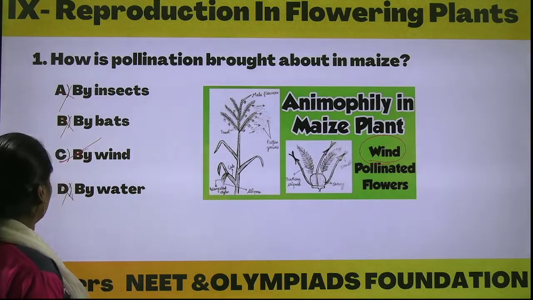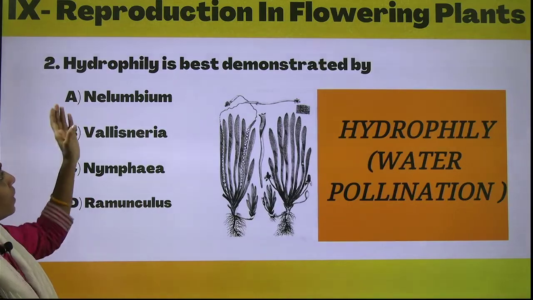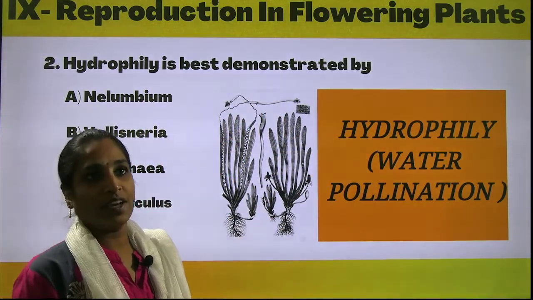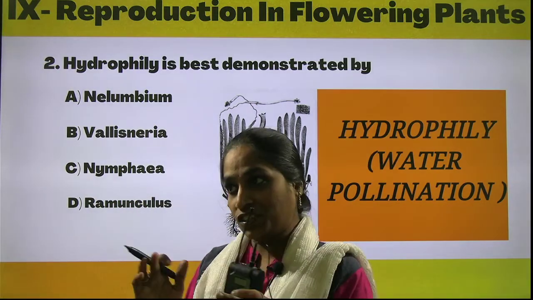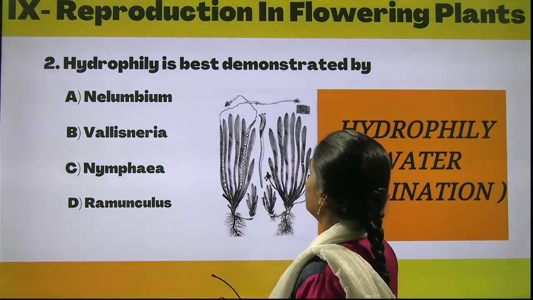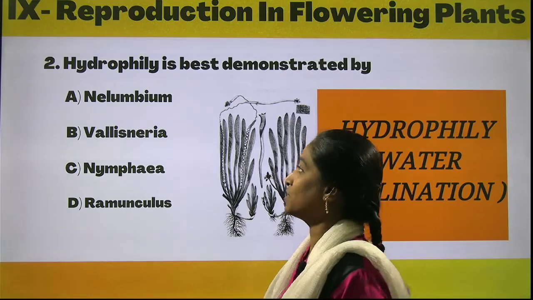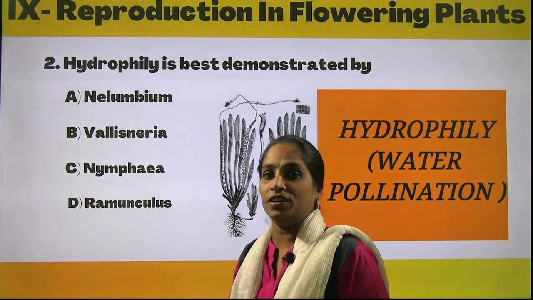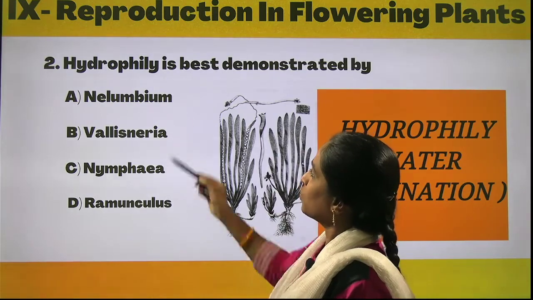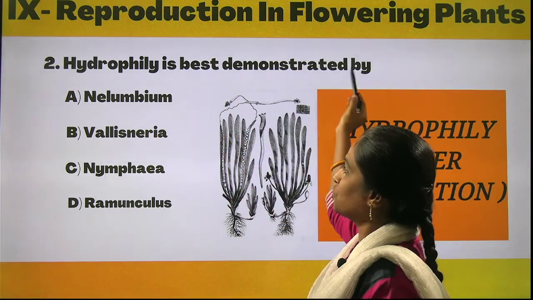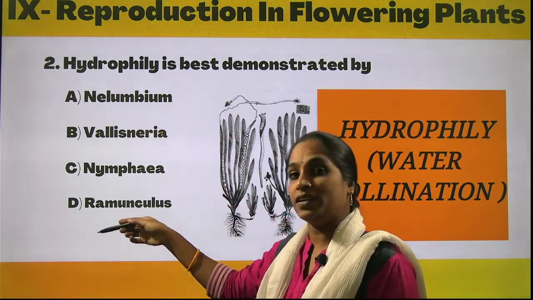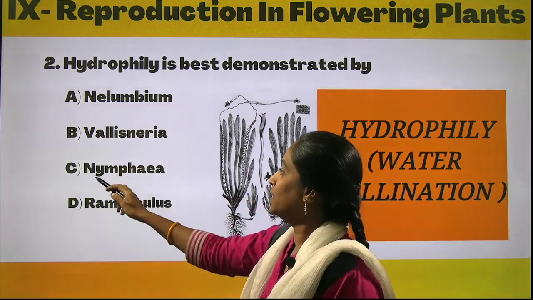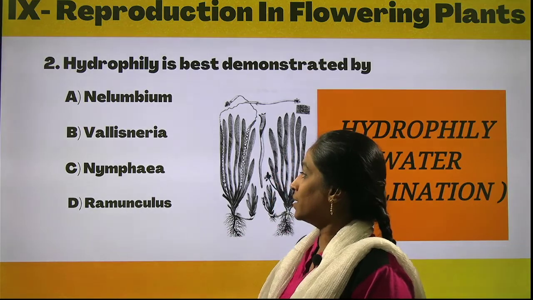Next, going for the second question. Hydrophily is best demonstrated by, what is hydrophily? A type of pollination which is done by hydro, in the sense the word itself indicates water. So hydrophily is best demonstrated by which plant he is asking. Nelumbium, Vallisneria, Nymphaea and Ranunculus.